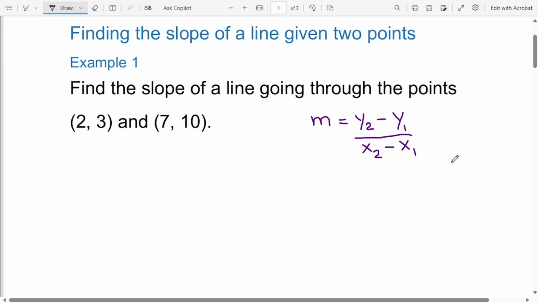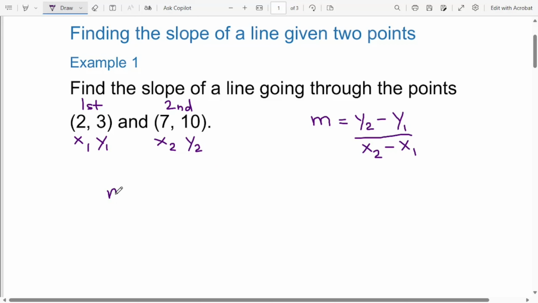So all we have to do is label our first and second point. So in this example, it says find the slope of the line going through the points 2, 3, and 7, 10. So I'm going to label this as my first point. That means this is x sub 1, and this is y sub 1. And this here is going to be my second point. So that means this is x sub 2, and this is y sub 2.